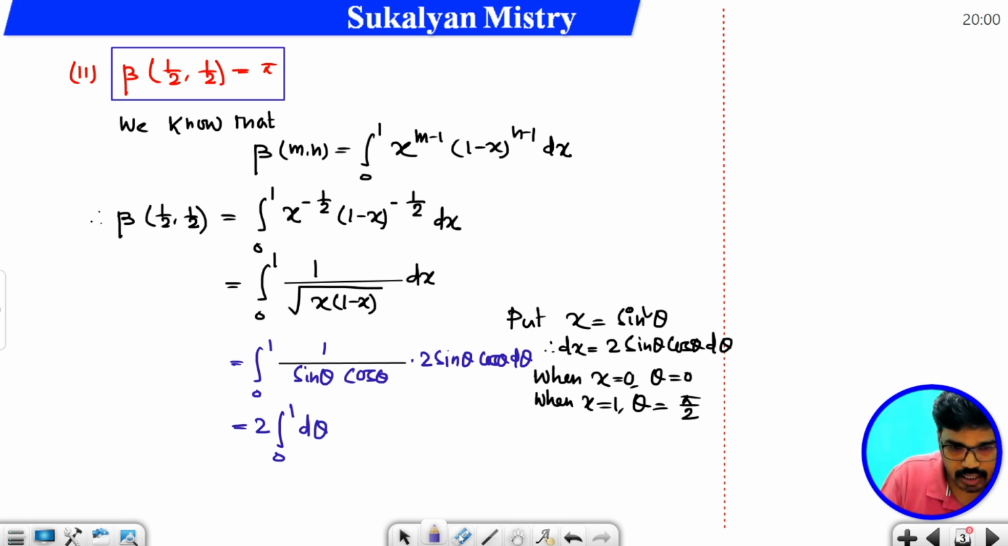Okay, so limit will be 0 to pi by 2. ঠিক আছে? So this is equal to 2 d theta integration, that means simply theta, lower limit is 0, upper limit is pi by 2, so ultimately pi. So we prove that beta 1 by 2 comma 1 by 2, so this is pi.